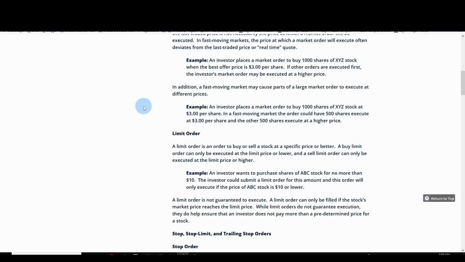In addition, a fast-moving market may cause parts of a large market order to execute at different prices. Example, an investor places a market order to buy 1,000 shares of XYZ stock at $3 per share. In a fast-moving market, the order could have 500 shares executed at $3 per share and the other 500 shares executed at a higher price.